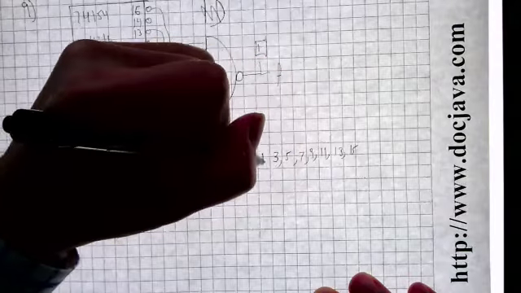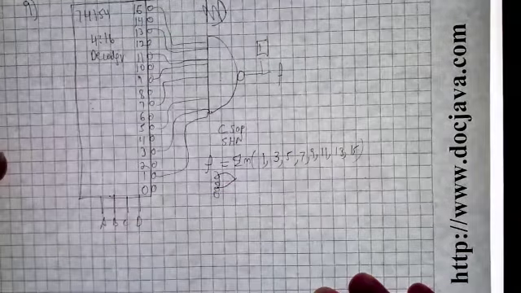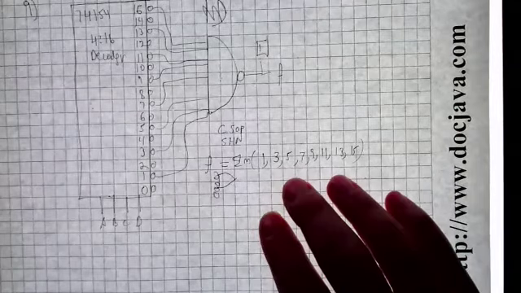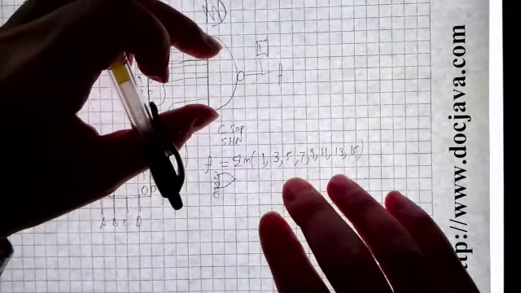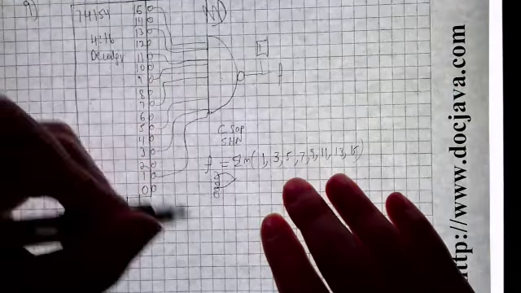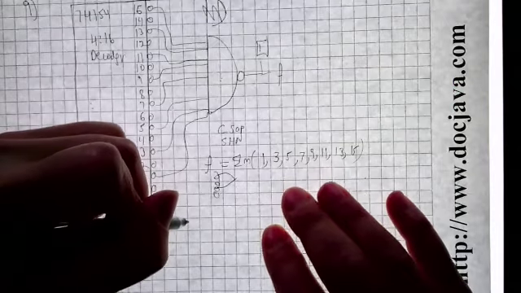Now, who's confused by that? Be honest. Now's the time to ask questions. Any confusion with this? The only thing that was tricky was realizing you could use De Morgan's theorem here, and that the inverted inputs would give you, well, put it to you this way.